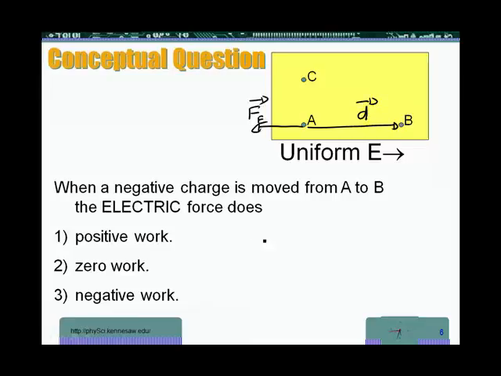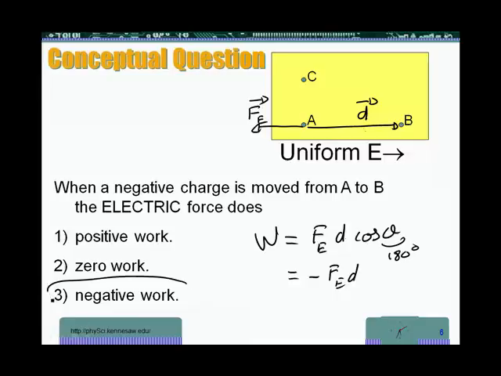Now, again, the work is Fd cosine of theta. F is the force due to the electrical field. d is the displacement. Now, cosine of theta is cosine of 180 degrees because that's the angle between d and Fe. So it's going to be minus Fe d, which tells us that we have a negative work.